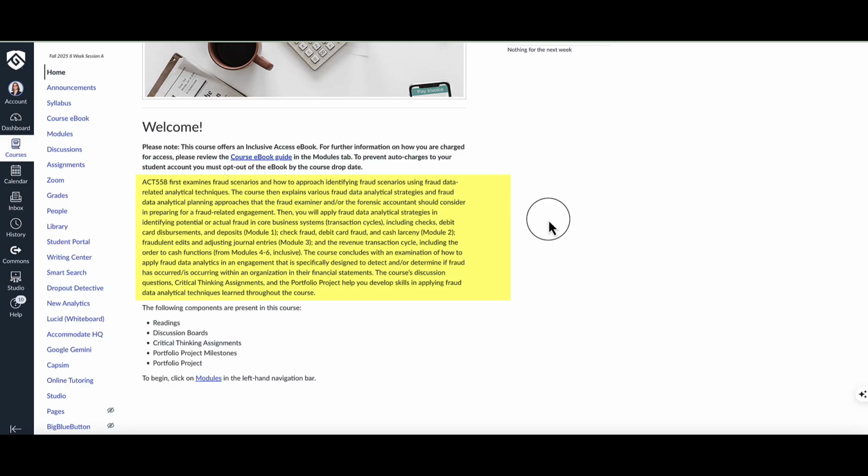And we're going to conclude our course with an examination of how to apply fraud data analytics in an engagement that is specifically designed to detect and determine if fraud has occurred or is occurring within an organization as it relates to the financial statements.